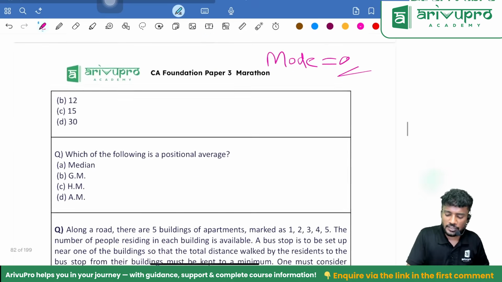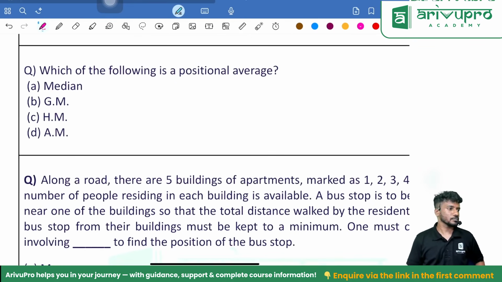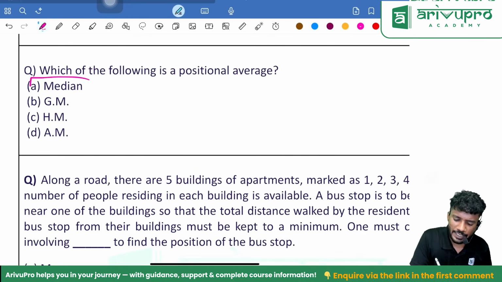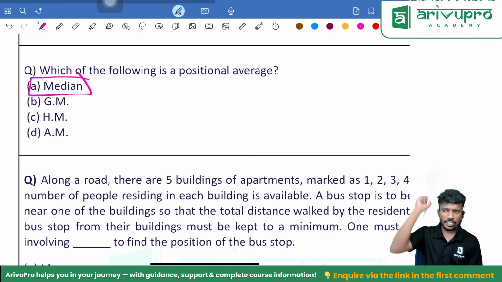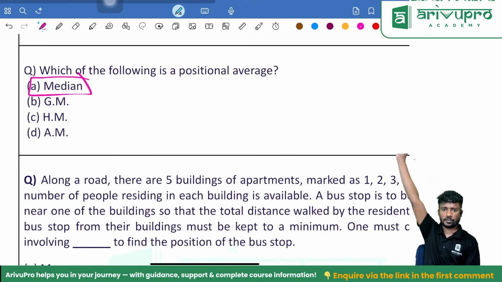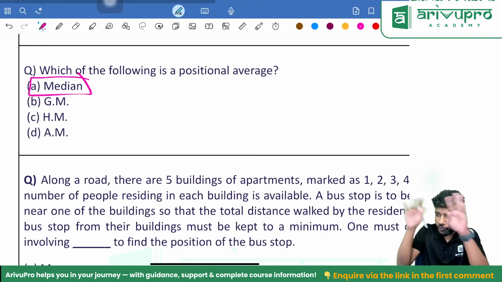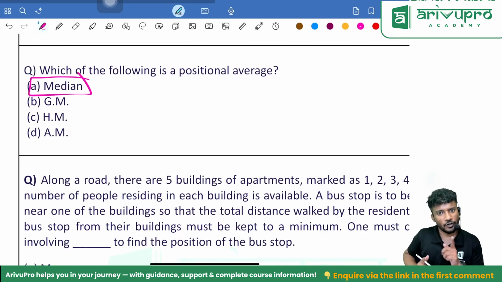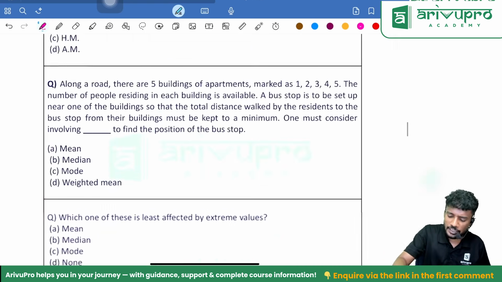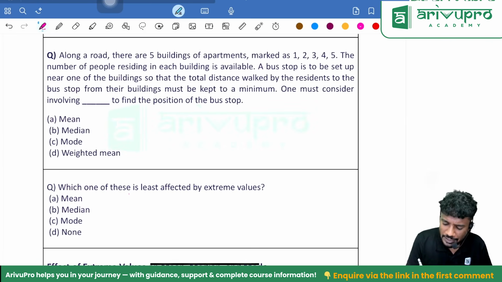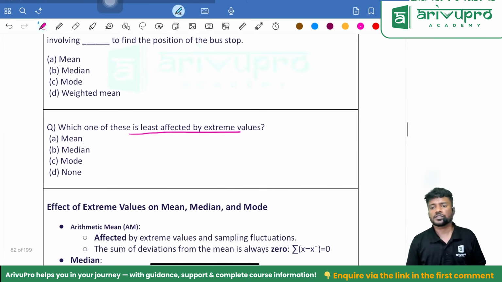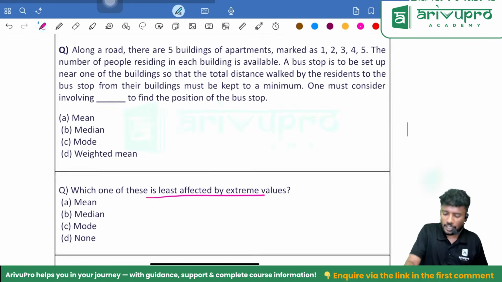Next one. Which is known as the positional average? Median. Keep a note. Is median rigidly defined? Median is rigidly defined. What do you mean by rigidly defined? There will be a properly given formula set to find the answer. Yes, we already discussed this in class. So median is rigidly defined. Now the next question: which of the following is least affected by extreme values? That we will speak after the next topic.